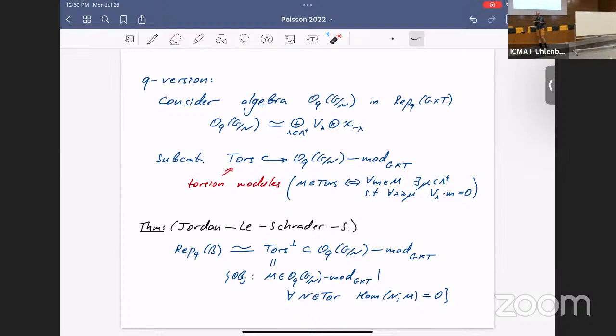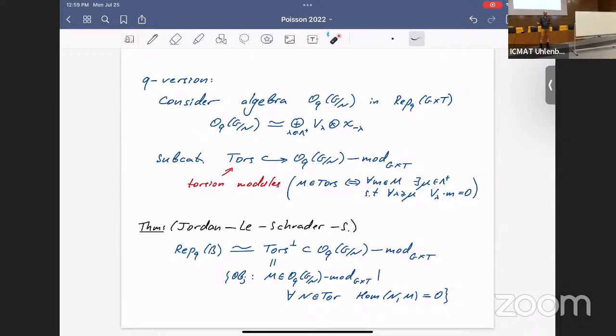Well, the Q version is, instead of G mod N, or instead of functions on G mod N, O of G mod N, you consider a quantized version of that. So you consider OQ of G mod N. And this is indeed an algebra object in rep Q G cross T. So you have a G action, you have a UQG action, UQT action on that.